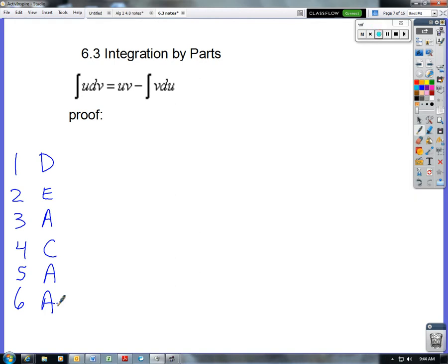The proof I'm going to skip in the interest of time. I'm on my prep right now, so I have to get through all these notes before the bell rings. But I'll just say that the proof comes from the product rule. So you know how u-substitution was like undoing the chain rule? Integration by parts is like undoing the product rule.